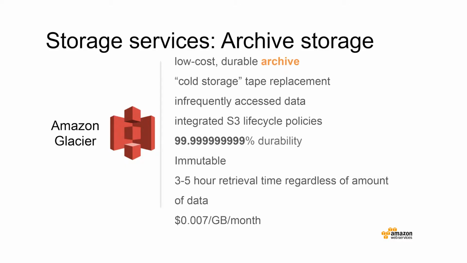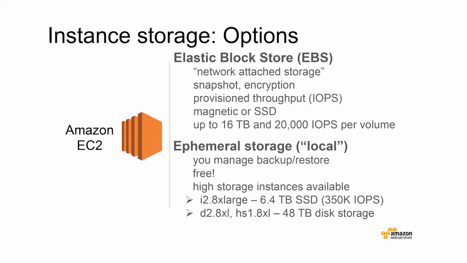And the price, we just had a price drop recently. It's now 0.7 cents per gigabyte per month for Glacier. So those are the two kind of durable storage pieces. S3 is where people kind of keep their data when they're getting ready to run. Glacier is where they put it after they've computed on it. Not quite done with it, but they're not going to access it.